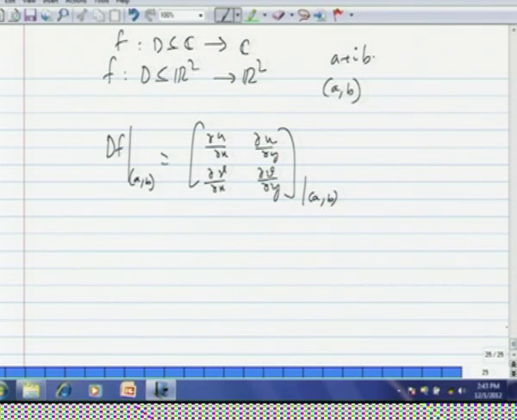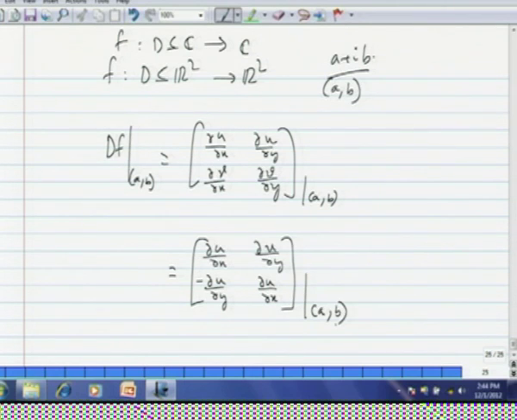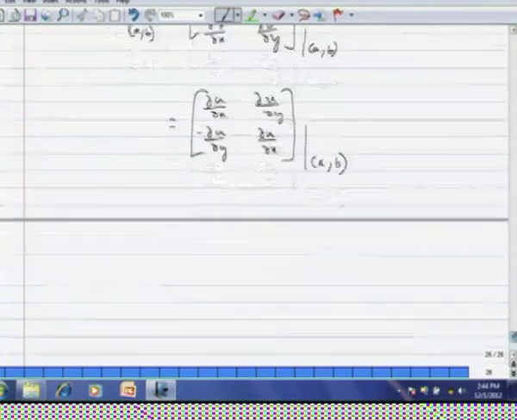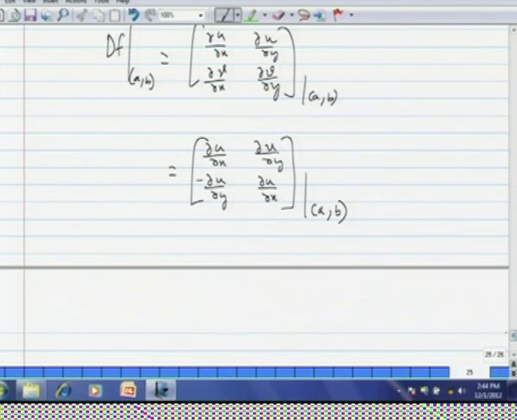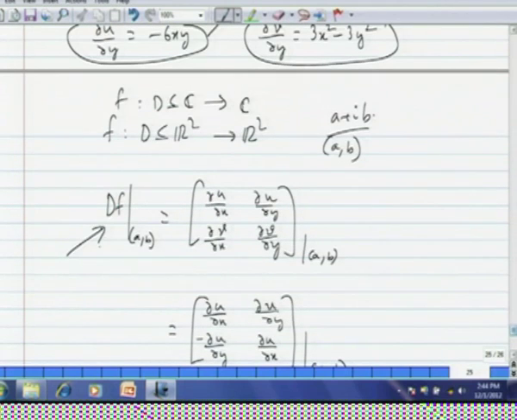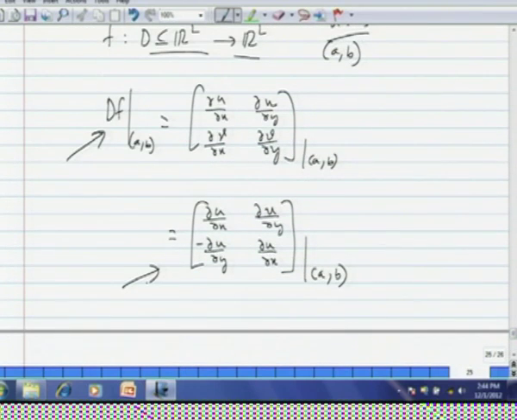Okay. Now, since f is complex differentiable at a plus I b, the partial derivatives satisfy the Cauchy-Riemann conditions. Okay. So, this can be rewritten as dou u by dou x, dou u by dou y, and dou v by dou x is minus dou u by dou y, and dou v by dou y is dou u by dou x, at the point a comma b. Okay. So, f is differentiable in this sense, in the R2 to R2 sense. Okay. There are further restrictions on the partial derivatives. So, at least it is a differentiable function from R2 to R2.